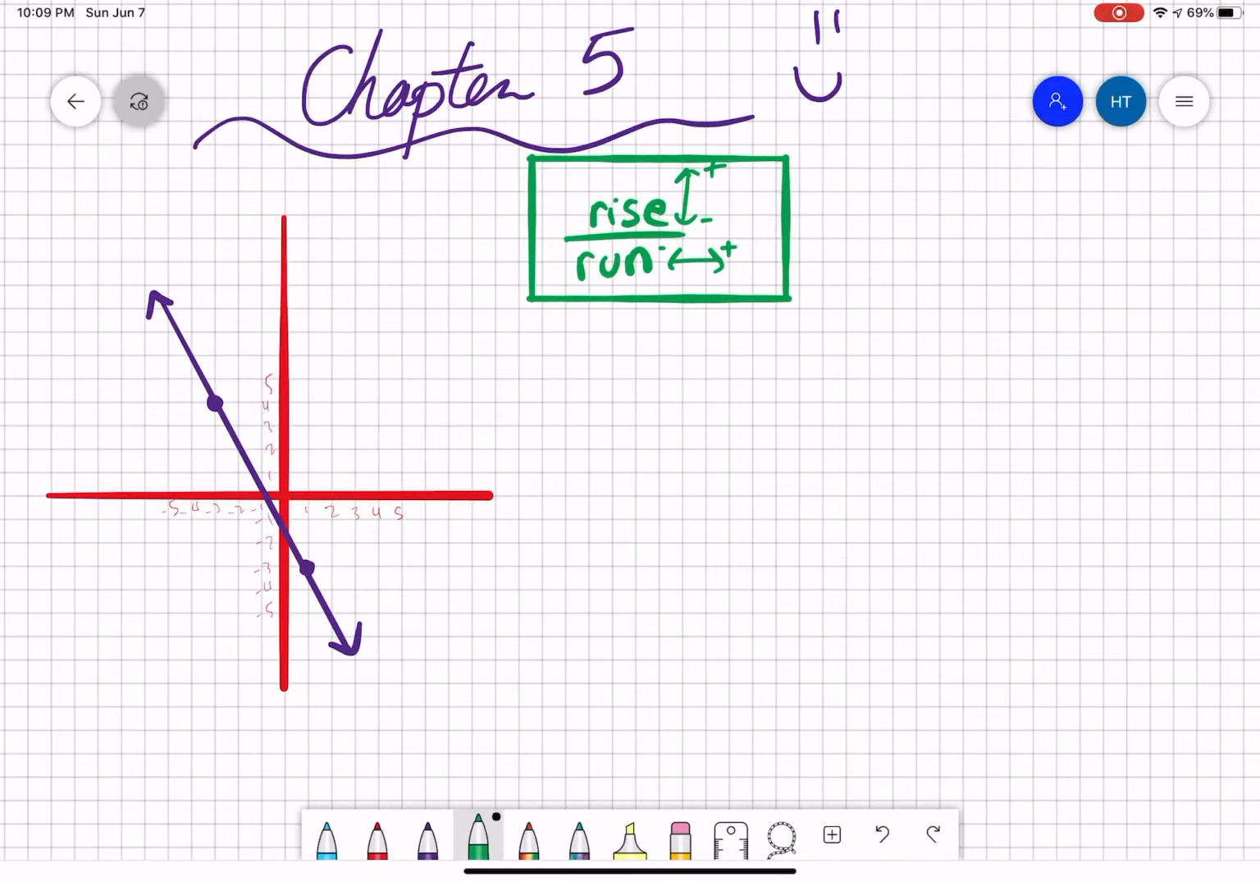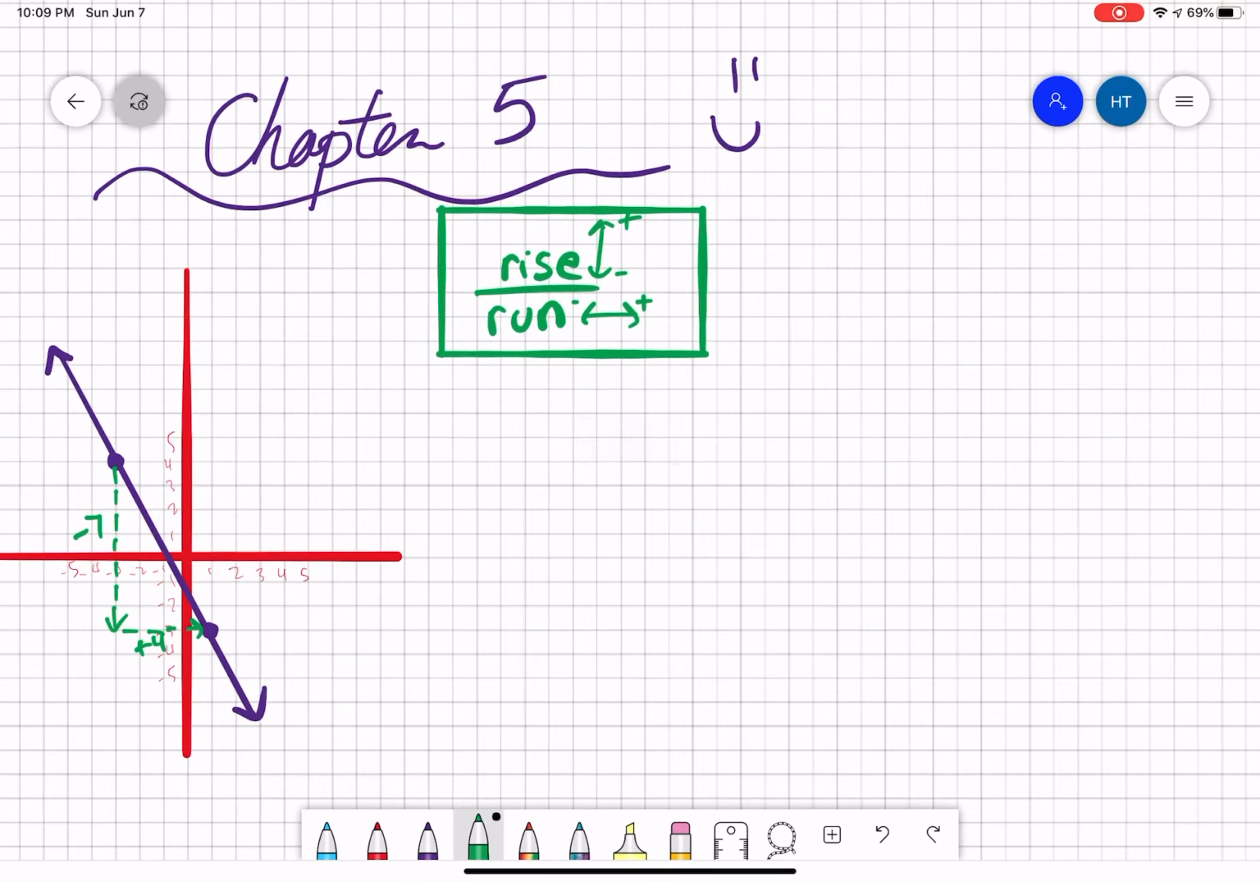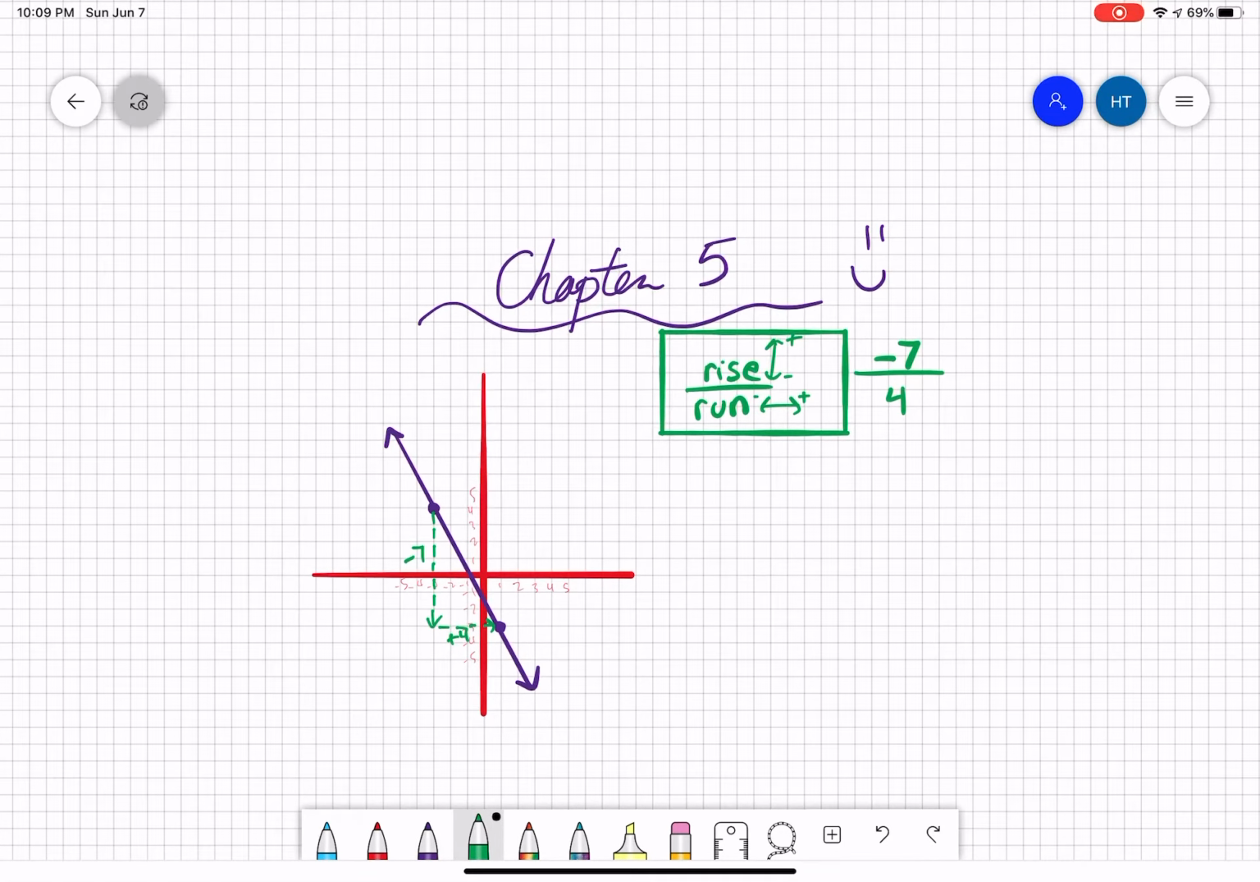So if I go count all the way from the left point, the one that's all the way on the left, that's the one I want to count from. I'm going to go 1, 2, 3, 4, 5, 6, 7 down. So that's a -7 because it's down. And then I have to reach my point, so I have to go my run. 1, 2, 3, 4. That's a +4. So in this case, my rise was -7. My run was 4. So my slope, I can't simplify that. My slope is -7 over 4 for this one.